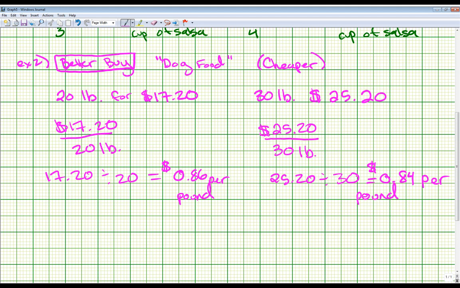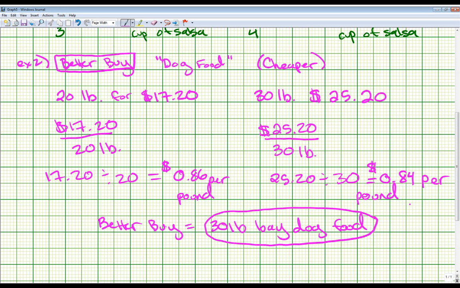So if I'm comparing these two prices, I'm actually getting more for my money over here on the 30-pound bag than I would be getting for the 20-pound bag. So if I really wanted to save money, knowing that I'll probably have to buy more dog food later, the 30-pound bag is going to be a better buy. So I'm going to put down here, better buy, 30-pound bag of dog food, because my money is going to go farther and get me more pounds of dog food if I buy that, because it is cheaper.